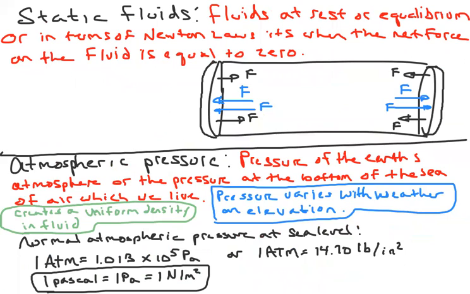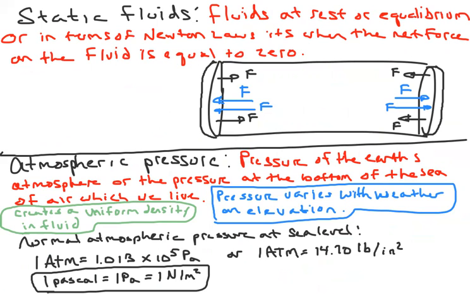Well, the best way to think of a static fluid is a fluid at rest, or in equilibrium, okay? Or in terms of Newton's laws, it's when the net force on the fluid is equal to zero. So one way to tell is if the liquid isn't moving. If the liquid isn't moving, then there can't be any net force on it, right? Because then it would be moving and speeding up and slowing down.